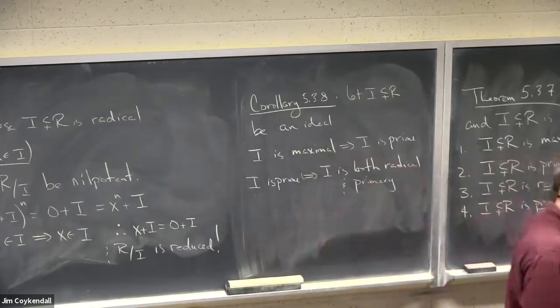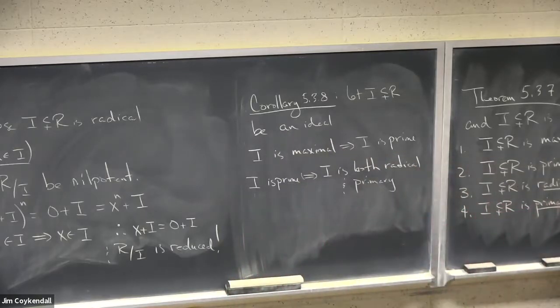I is prime if and only if R mod I is an integral domain, and then I is both radical and prime. Because if you have an integral domain, it's certainly reduced, because in fact the only zero divisor at all is zero. And this statement is also true because there aren't any zero divisors other than zero in an integral domain. And you can work it backwards as well.